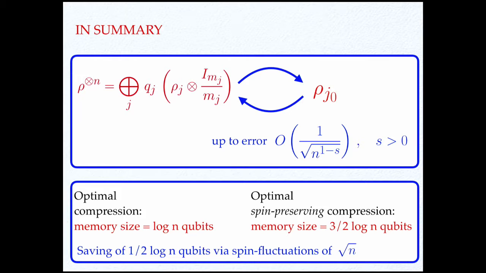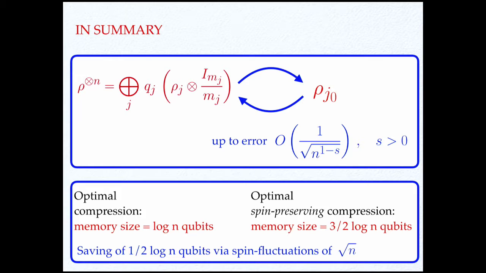So yes, the moral here is that if you just look at information theory, the optimal memory size is log n. If you look at the conservation of the angular momentum, you cannot get to the optimal information theoretic value.